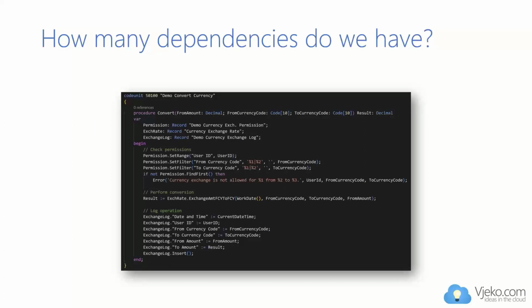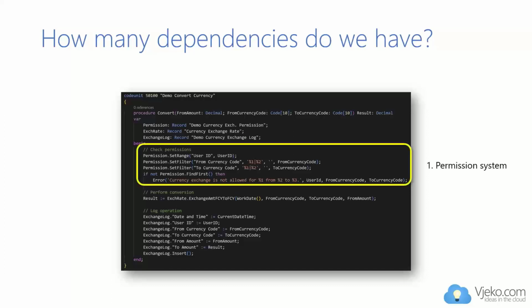So how many dependencies can you identify in this piece of code? I think that the first one is pretty obvious. This is check permission. So we have a permission system, and it's the first dependency in my process. I essentially just have something out there that tells me whether or not I'm allowed to perform this process. And then based off the output of that process, I do something or do something else.